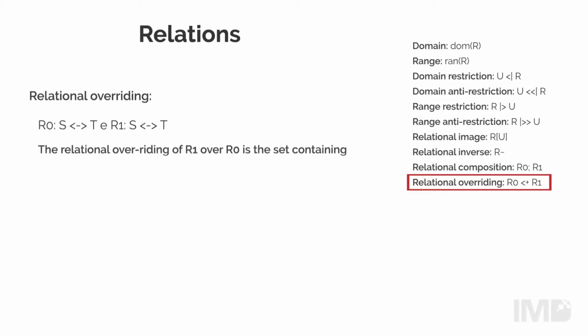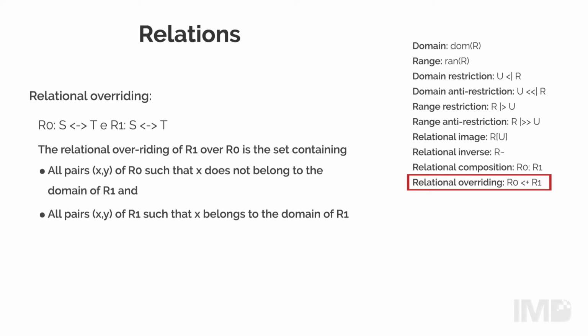If we have the relation overriding of R1 over R0, we have the set containing all pairs X and Y of R0 such that X does not belong to the domain of R1, and all pairs X and Y of R1 such that X belongs to the domain of R1. So the relational overriding of R1 over R0 equals the domain anti-restriction of R0 on the domain of R1, union R1.